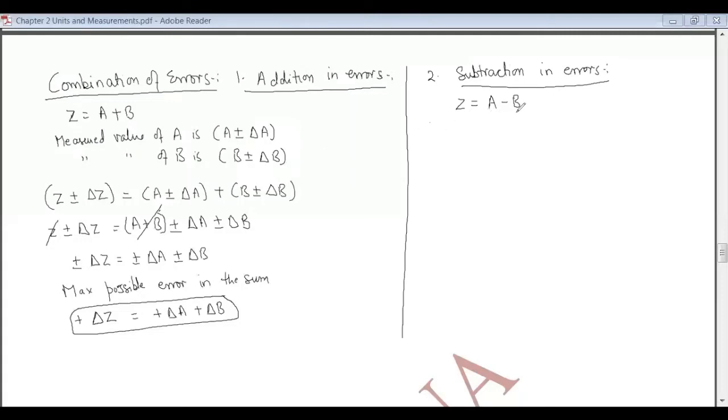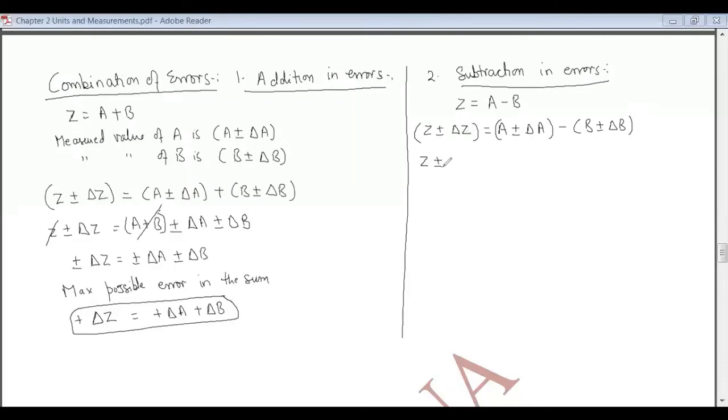Now when the measured values are subtracted, there will be some error in the difference also. Let the absolute error in the difference be plus minus delta Z. So the difference can be written as Z plus minus delta Z. It comes when the measured values are subtracted, that is A plus minus delta A minus B plus minus delta B. Okay, these are the measured values. When subtracted, we get the difference Z plus minus delta Z, because the difference will also have some absolute error.